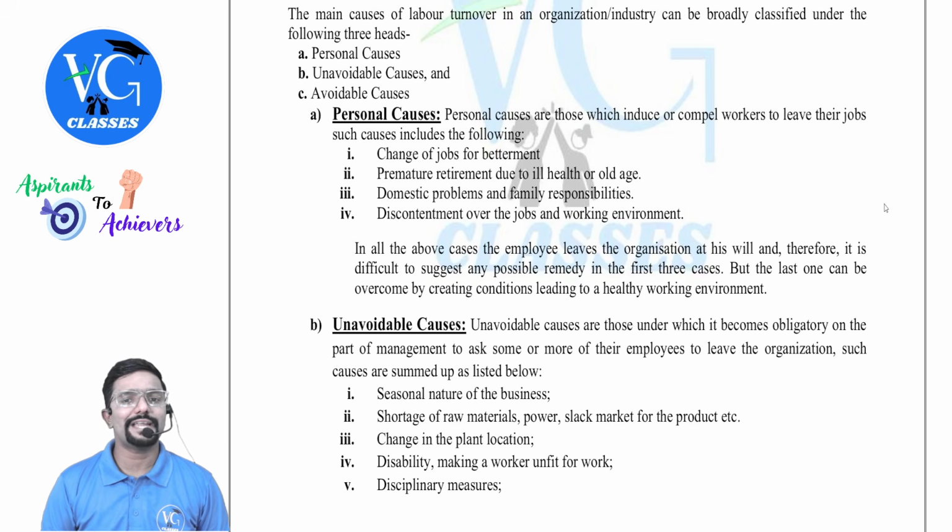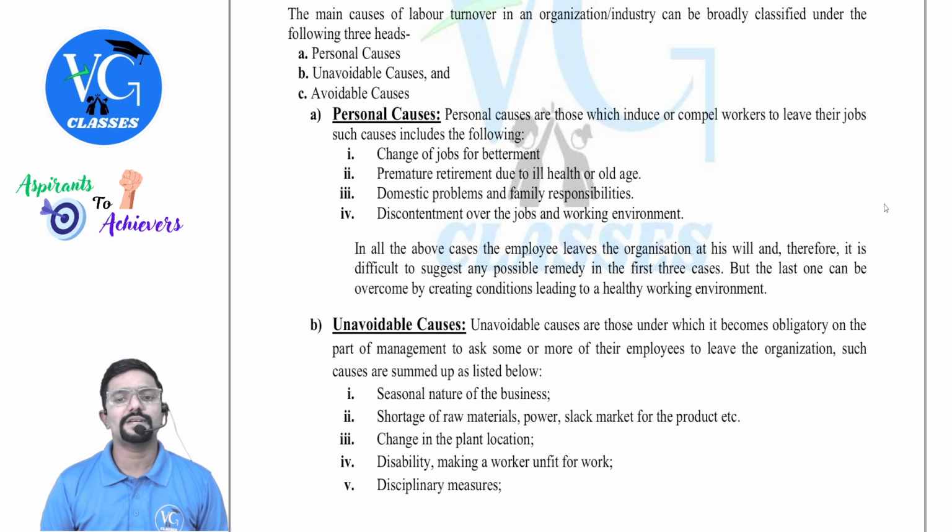Okay. Premature retirement due to ill health or old age. So normally the retirement age is like 60, 62 years, 65 years. But employees now want to retire at 50 years only. Why, sir? My health is not supporting. My body is not supporting. So I want to retire early.